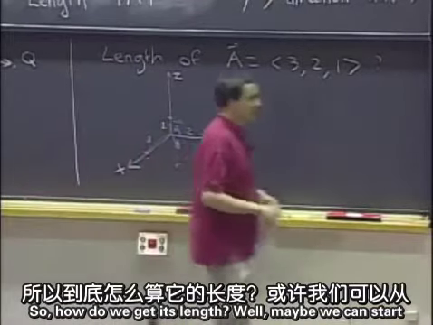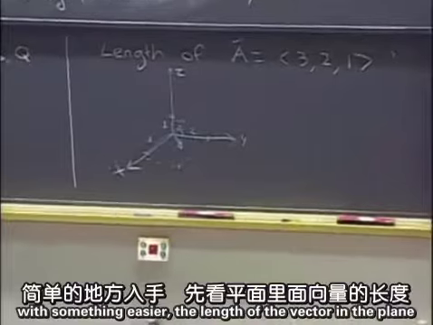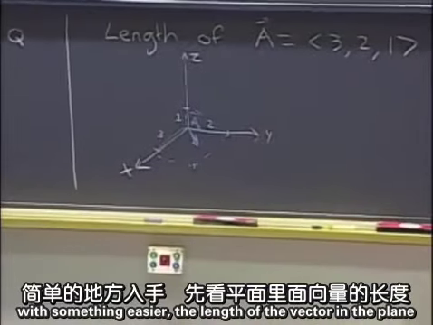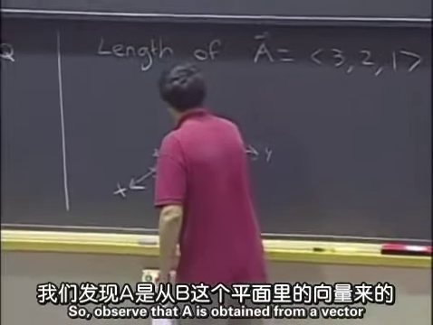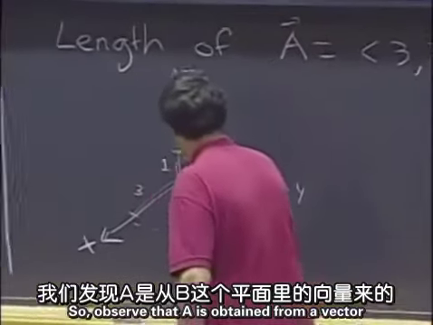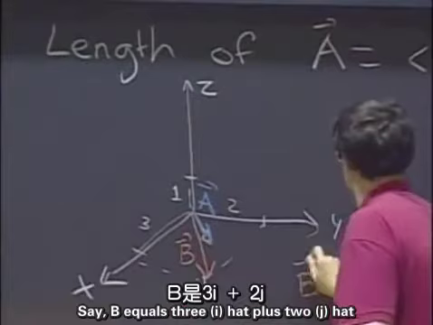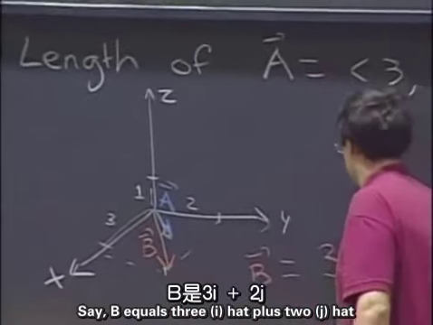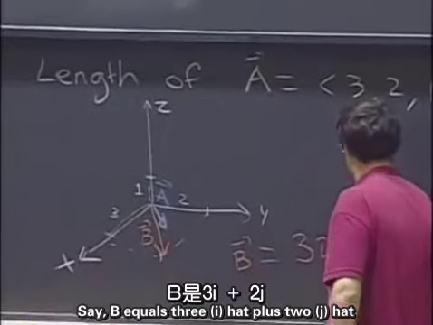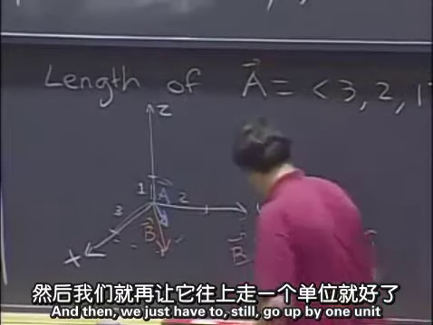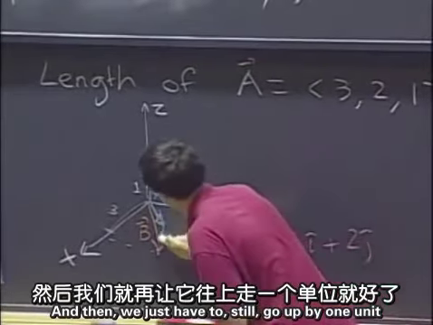So how do we get its length? Well, maybe we can start with something easier, the length of a vector in the plane. So observe that A is obtained from a vector B in the plane. Let's say B equals 3i hat plus 2j hat. And then we just have to still go up by 1 unit.